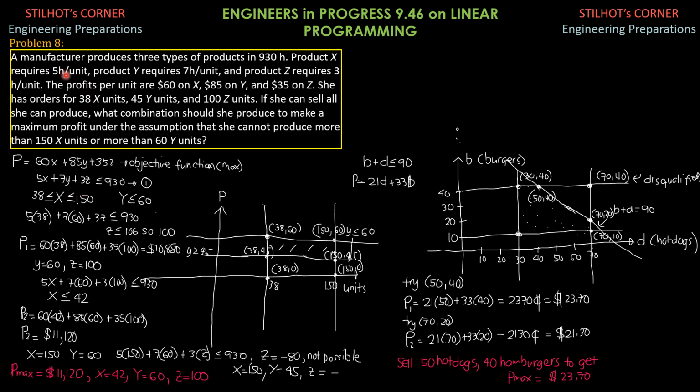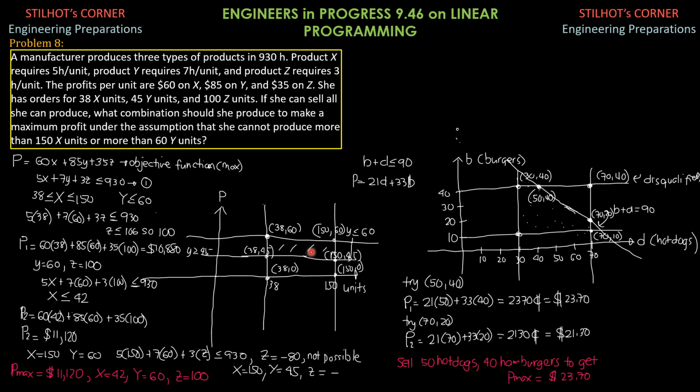So 5 hours per unit in producing product X times X plus 7 hours per unit times Y plus 3 hours per unit Z, and it should be less than or equal to 930 as mentioned here. And we also have orders for X 38 to a maximum 150, then Y should be less than or equal to 60. Therefore, if X is 38 and Y is 60, so we have to shade this region here.